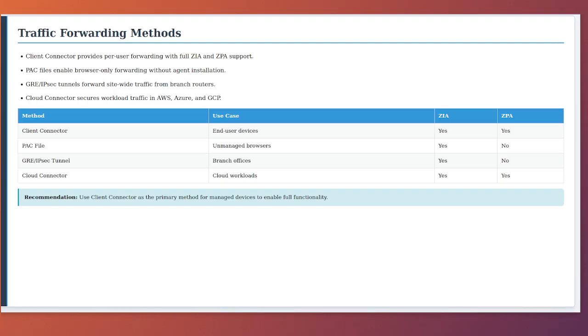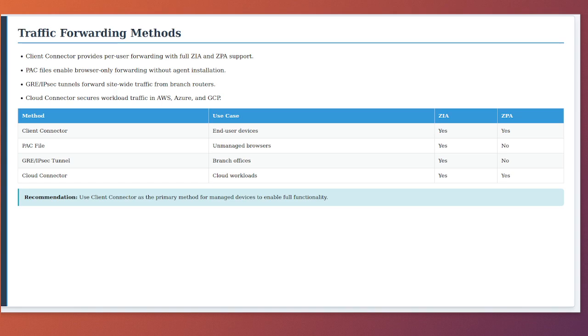Cloud Connector is a virtual appliance that forwards traffic from cloud workloads. It is deployed in AWS, Azure, or GCP and configured to receive traffic from cloud resources. Cloud Connector is essential for securing east-west traffic between cloud workloads and for providing workloads with secure internet access through ZIA. The diagram compares the four forwarding methods.